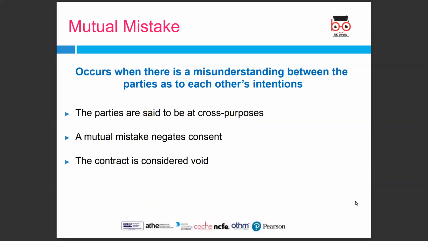Mutual mistake. This occurs when there's a misunderstanding between the parties as to each other's intentions. So the parties are said to be at cross purposes. A mutual mistake negates consent and the contract is considered void. An agreement mistake is one which, as I've mentioned, is fundamental and relates to the terms of the contract, which prevents the formation of a legally binding contract.